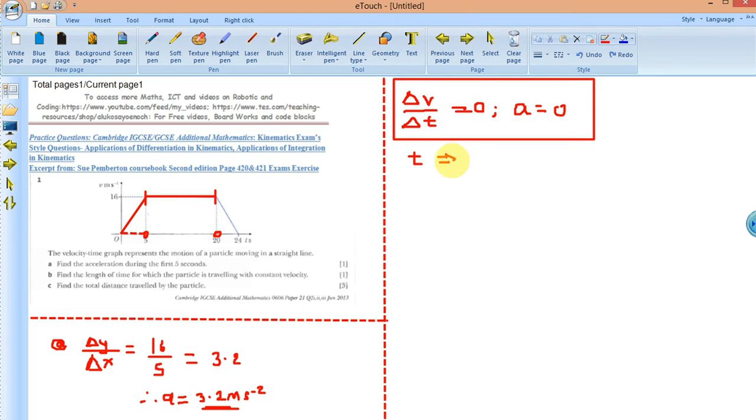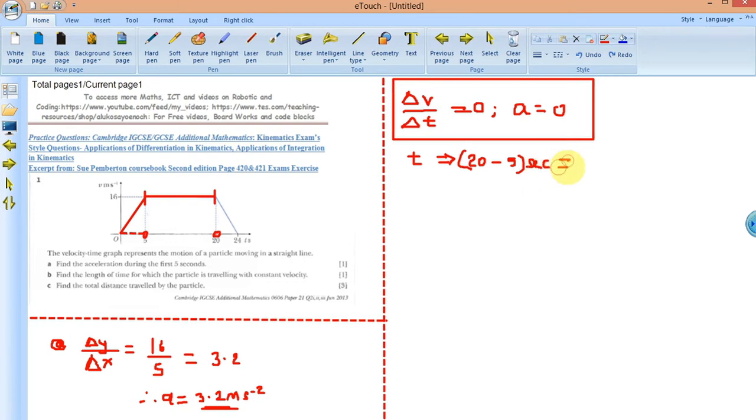So the time is 20 seconds minus 5 seconds. Let me just put seconds. So that gives us 15 seconds. And you said it's uniform. Is it uniform motion? Yeah, okay, uniform motion. So this is uniform. Cool, so that's the solution to that.